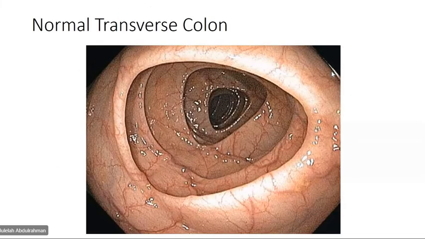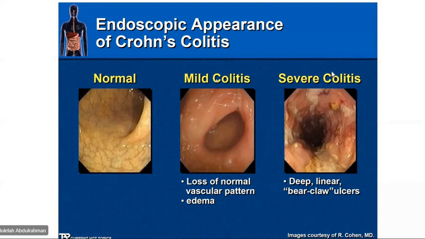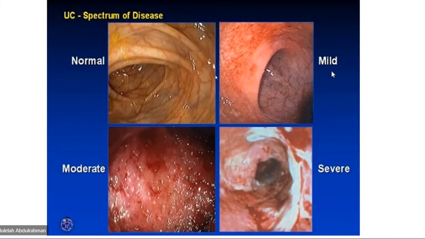So endoscopy, we'll just go quickly over this. This is a normal transverse colon. This is a patient with Crohn's colitis. You can see how different the severe colitis is here, with linear, so-called serpiginous ulcers with cobblestoning. This is mild colitis. This is ulcerative colitis.